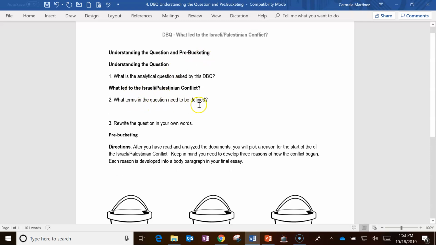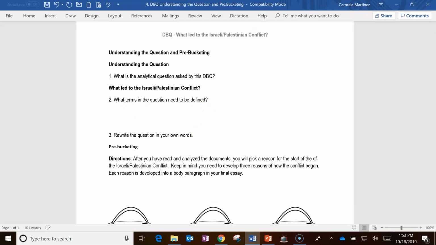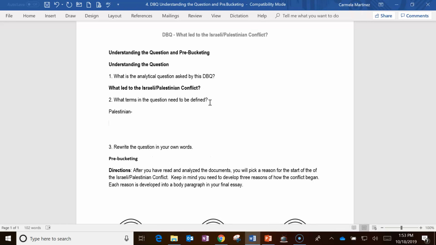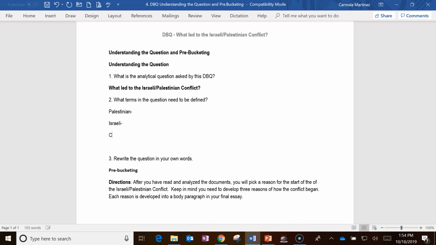And then it says what terms in the question need to be defined. I particularly think that Palestinian needs to be defined. I think Israeli needs to be defined just because some of us may not know what an Israeli is or what a Palestinian is. And so it would be helpful to define these terms. And I'm also going to define conflict so that these are easier to work with when we get to question number 3.